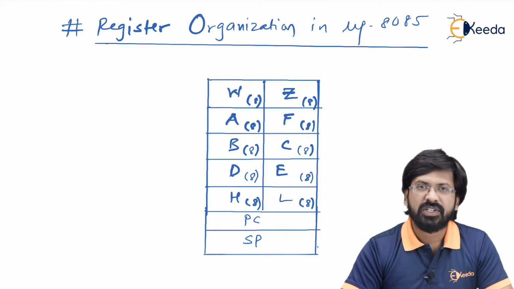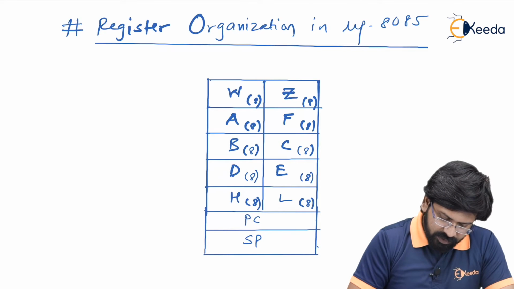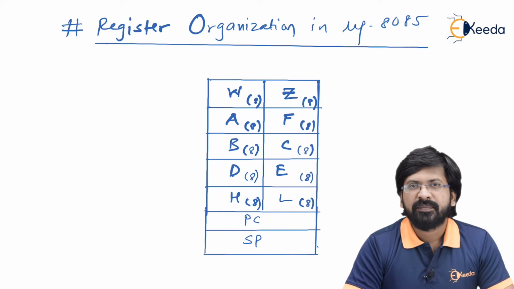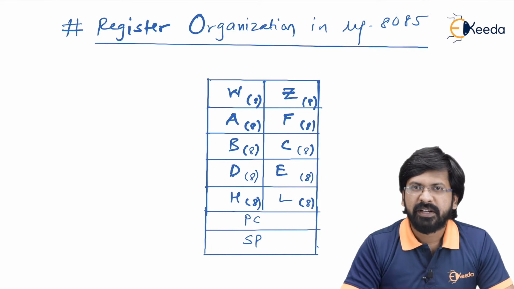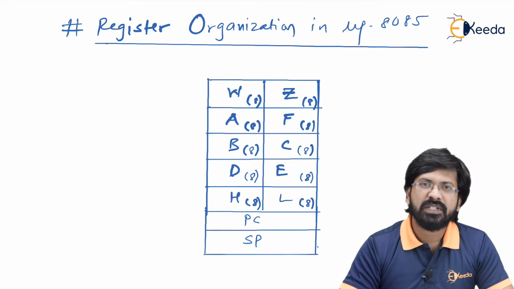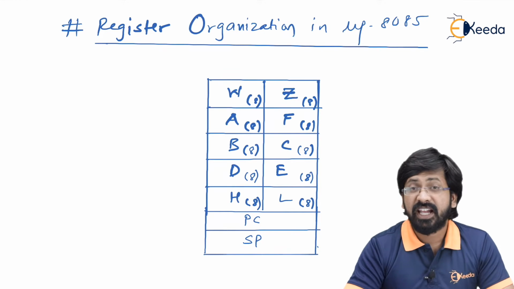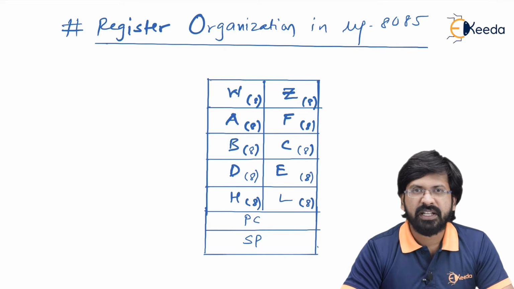So to begin with register organization, you can see that a certain set of registers have been drawn over here. Knowing the fact that 8085 is an 8-bit processor, every internal register should be 8-bit in size. So every register that you see over here, that is WZ, A, F, B, C, D, E, H, L, all of them are 8-bit in size.